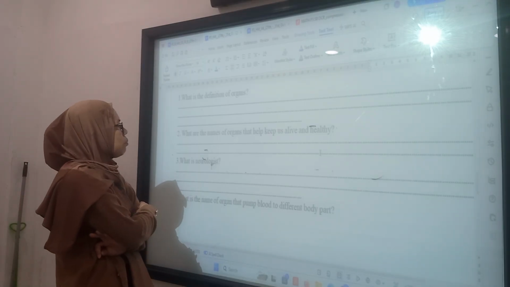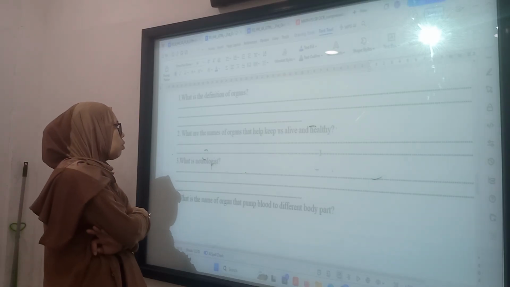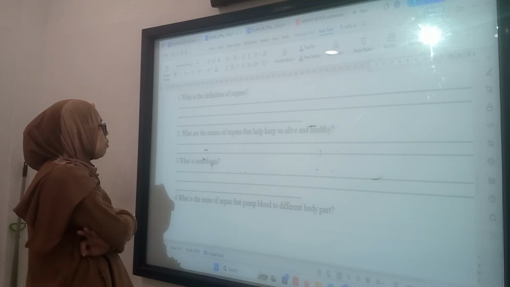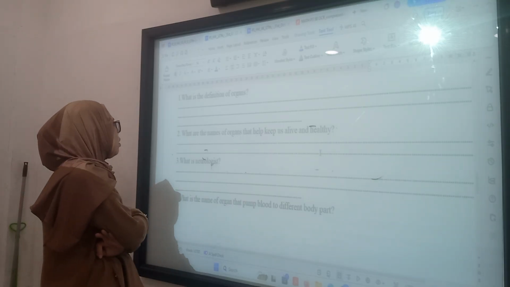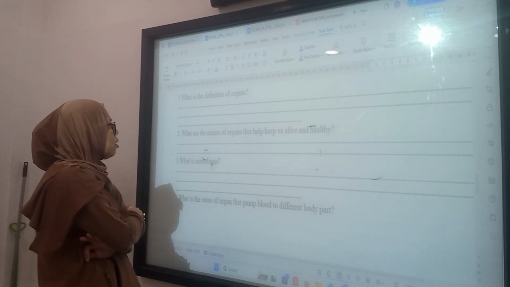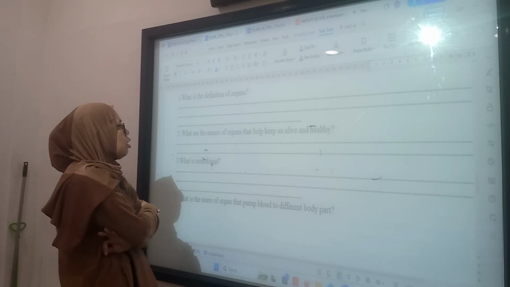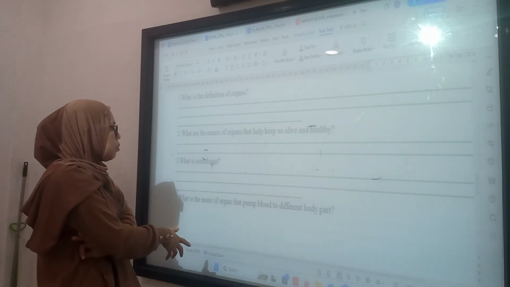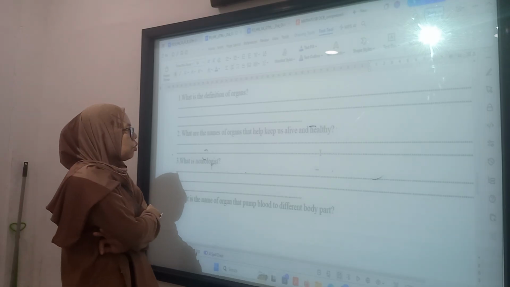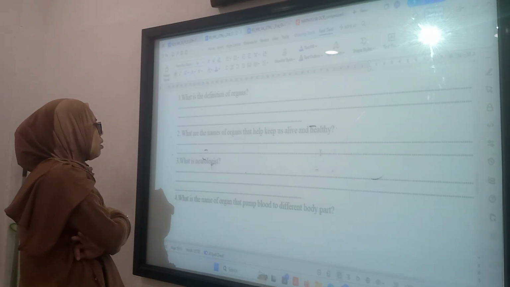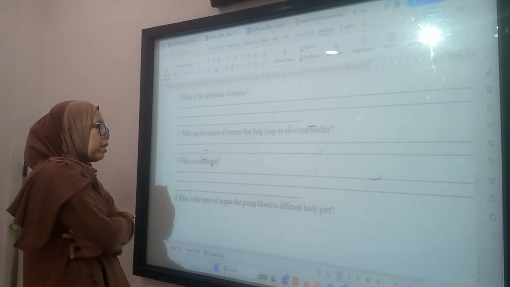What are the names of organs that help keep us alive and healthy? First, the brain controls the organs and keeps it by sending messages, and then we have lungs to help us breathe and take in oxygen, and then we have the heart to pump the blood, and after that we have the stomach to digest the food, and then small intestines to continue to digest the food, and then large intestines to absorb water and nutrients from undigested food and store the undigested food until it passes out.